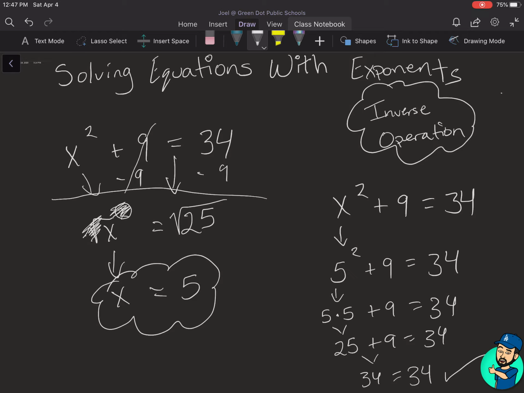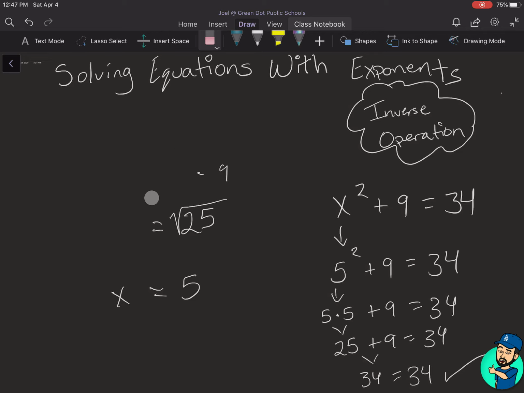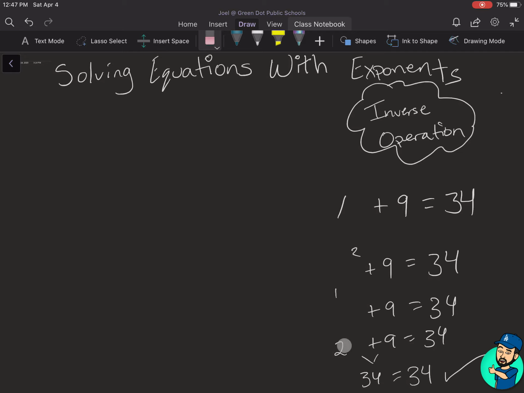Now let's try another one, a little bit different. This time, instead of to the power of 2, what if we have to the power of 3? Let's try it out. Let me erase this here. Almost there.